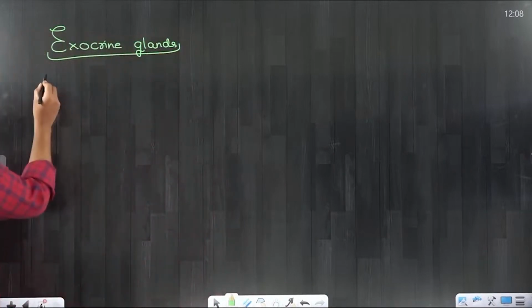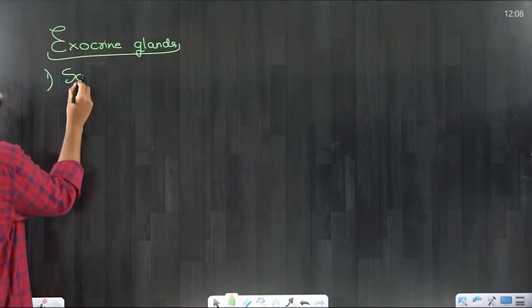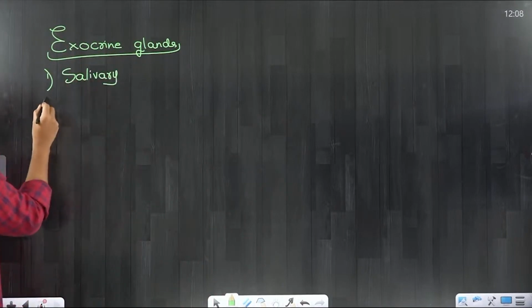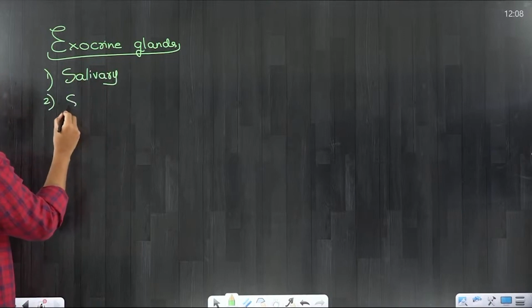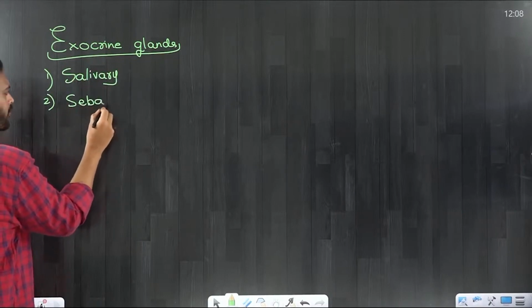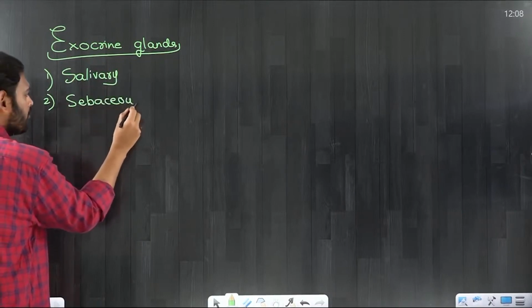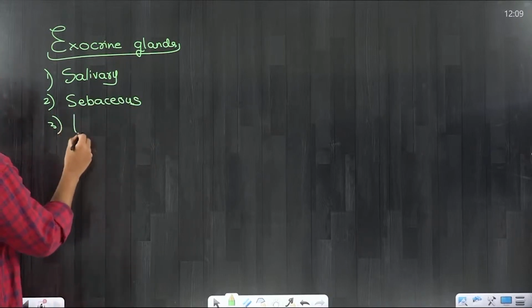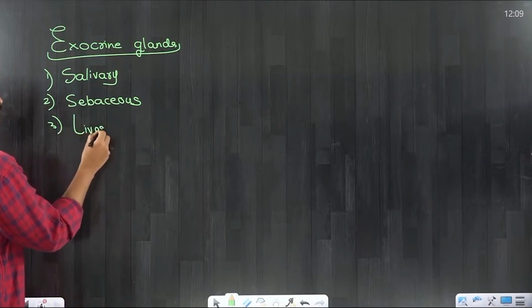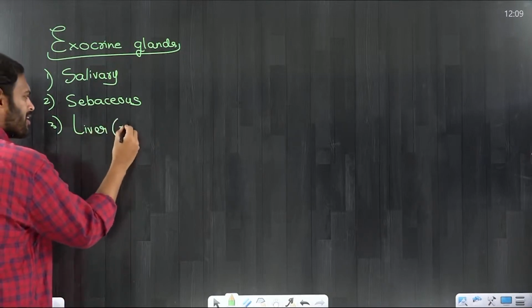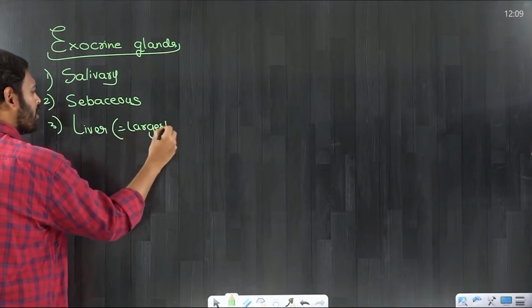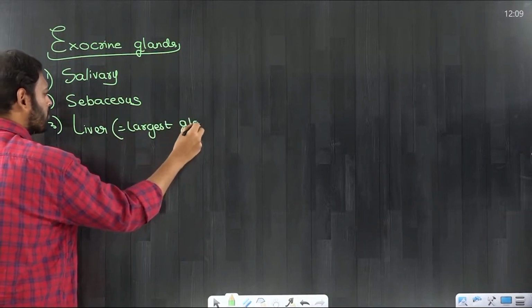Salivary glands, very good. I'll give you some examples. Okay, salivary glands. Okay, sebaceous glands. Done. Again, salivary and liver, very good, largest gland of your body. Liver is actually the largest gland of your body. Among exocrine and endocrine combined, the largest gland was always the liver.